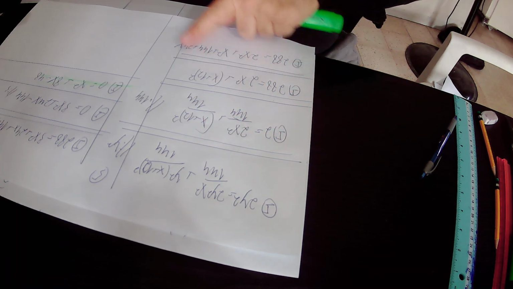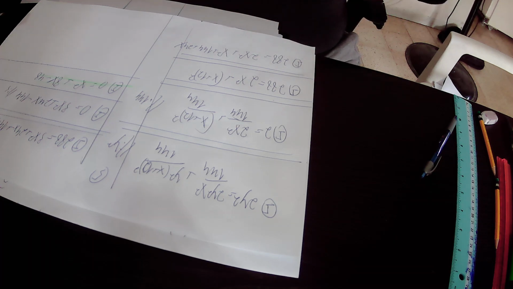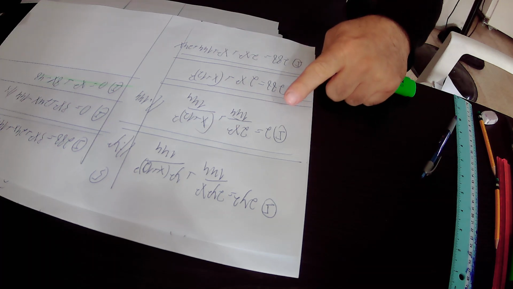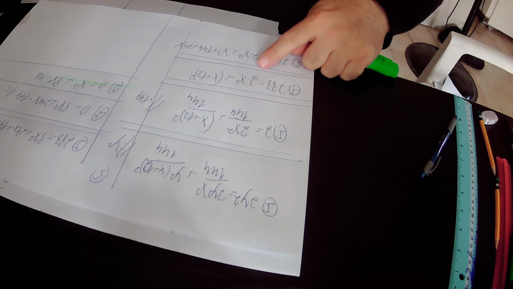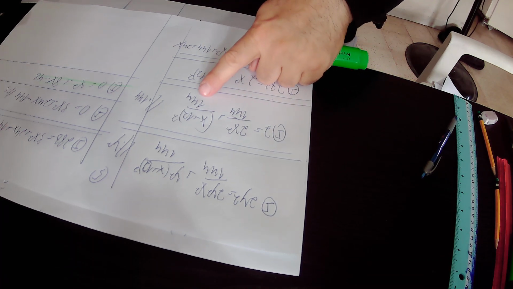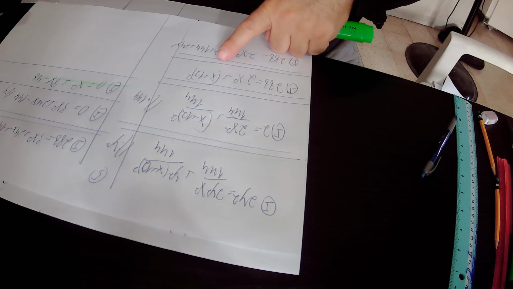Here we multiplied equation 1 by 144, and finally found out that 2 times 144 is 288. Here 144 gets cancelled, and we are left only with 2x square. Here 144 also gets cancelled, and we are left only with x plus 2x square.